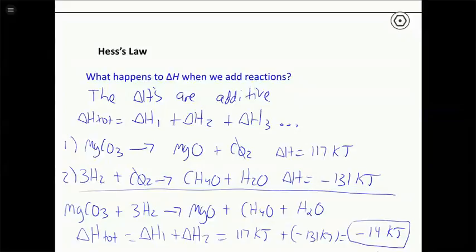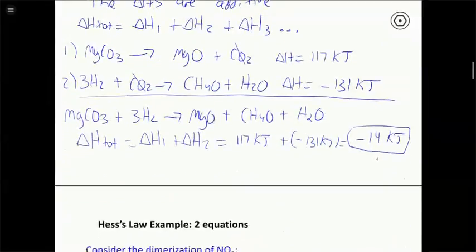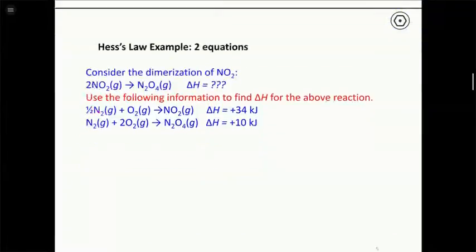But what you're often going to have to be able to do is combine two chemical reactions to find a delta H, where for one or more of those individual reactions, you're going to either have to flip the order of the reactants and products, or you're going to have to adjust the coefficients to make sure that the intermediates cancel out and that you end up with the overall reaction that you're interested in. So let's go and just do some examples of this. This is the best way to learn it.